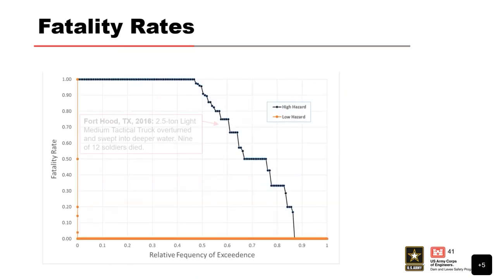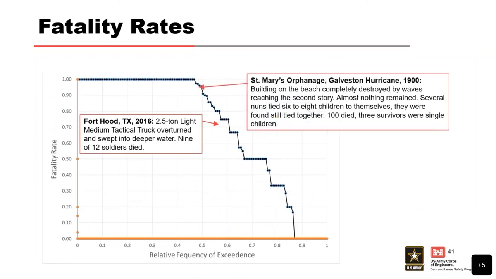For high hazard, some examples: you may remember this, a truck driving through got washed away, and 9 of the 12 soldiers in the truck died. This one was back in 1900, during the Galveston hurricane, where the orphanage was washed away. The nuns tried to tie together a bunch of kids to keep them together and keep track of them. All the ones that were tied together ended up drowning. A couple that weren't tied together survived. That's how we come up with the fatality rate of what we see there.